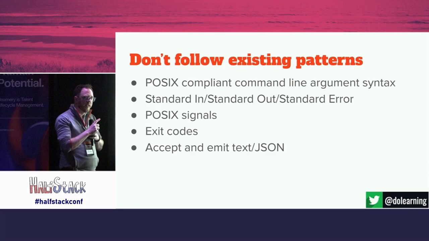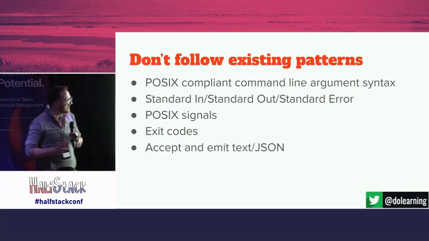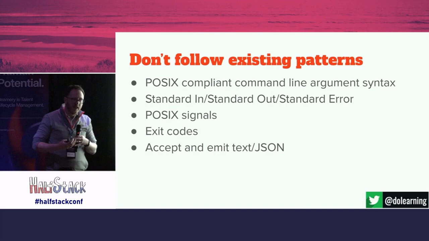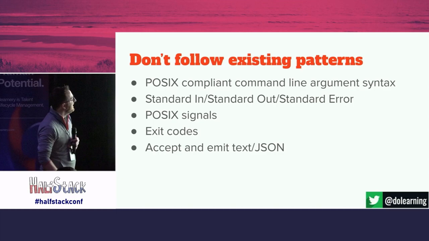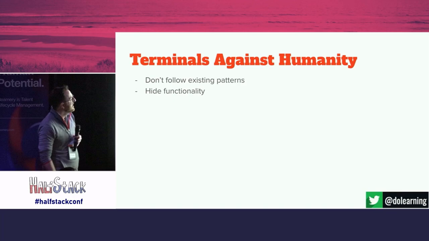In terms of what we accept, let's only accept a really bespoke XML that we'll craft ourselves and only emit badly formed JSON. I think that's the way forward, okay? So as we build our tools against humanity, the first thing is to not follow existing patterns. The second is to hide functionality.